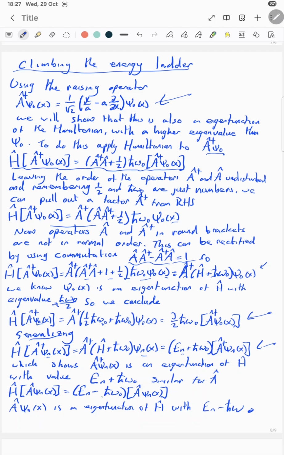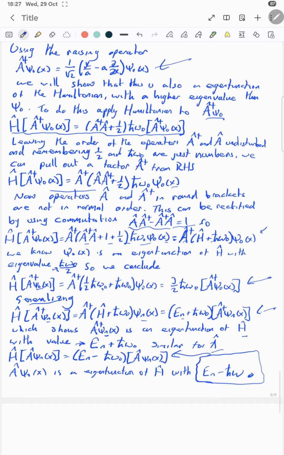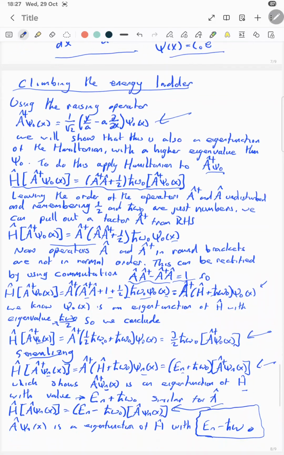Now, this shows that A hat dagger of psi n of x is an eigenfunction of the Hamiltonian with eigenvalue here, the energy of the nth state plus h bar omega naught. Similarly, A hat of psi n of x is an eigenfunction of that Hamiltonian with the energy value here. And yeah, that's it.